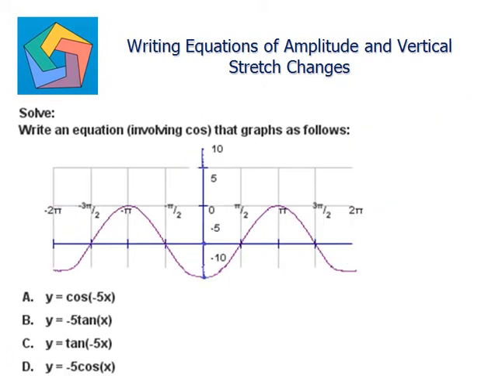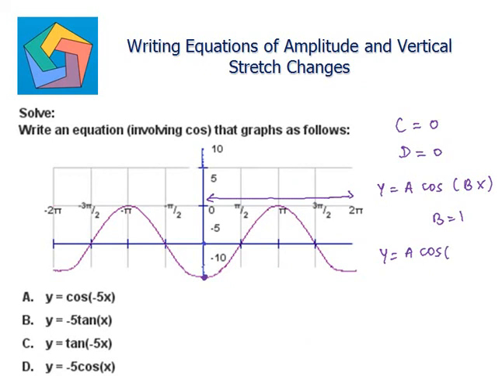Next problem. Solve. Write an equation involving cosine that graphs as follows. Minimum point on the y-axis, no phase shift, c is 0, no vertical shift, d is 0. y is equal to a cosine bx. Length of period 2 pi. So b is 1. So y is a cosine x.